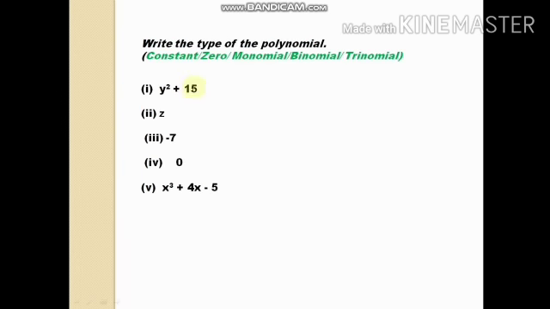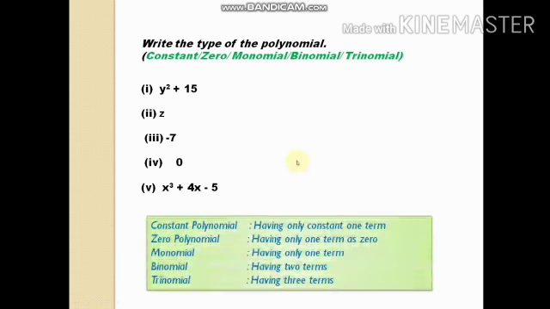Next question is, write the type of the polynomial. It means you have to write the given polynomial is a constant polynomial or zero polynomial or monomial or binomial or trinomial. First we will see what is constant, what is zero, monomial, binomial and trinomial. Constant polynomial. If a polynomial having only constant one term, that polynomial is called constant polynomial. And if a polynomial having only one term as 0 is called zero polynomial.